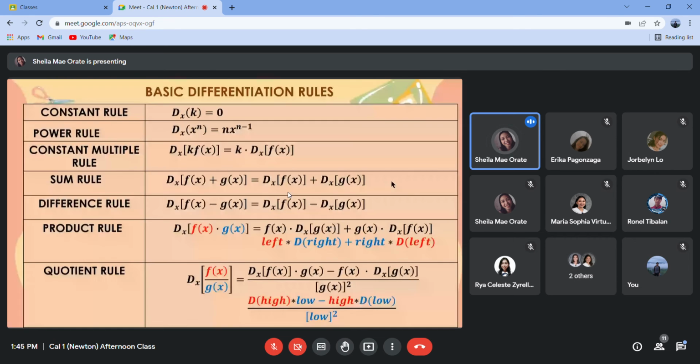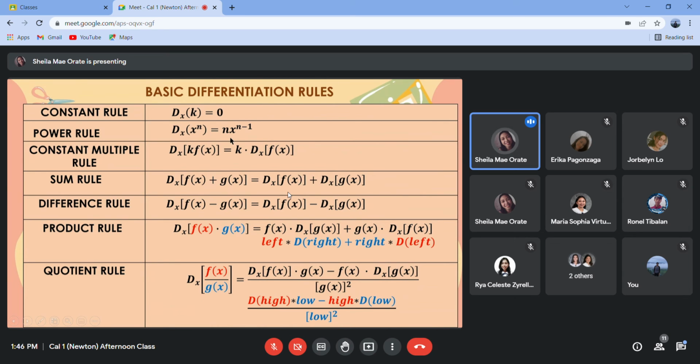Here is our summary. This is our first rule, the constant rule. The derivative of a constant function is always 0. If we put 1 million as k, the derivative of 1 million is still 0. Now, our power rule: this is its formula. Always remember this. Whether x is less than 0, greater than 0, or equal to 1, we use this formula for the power rule.